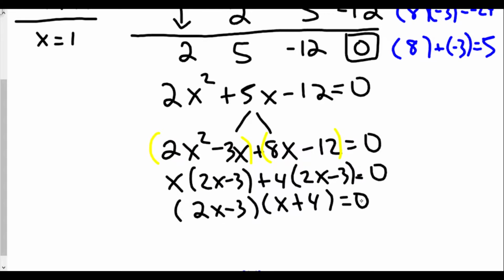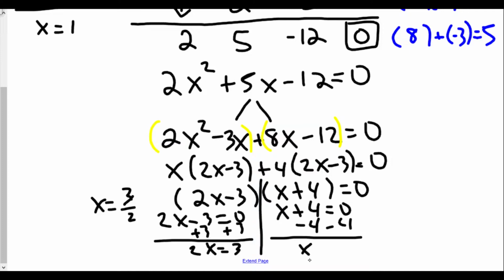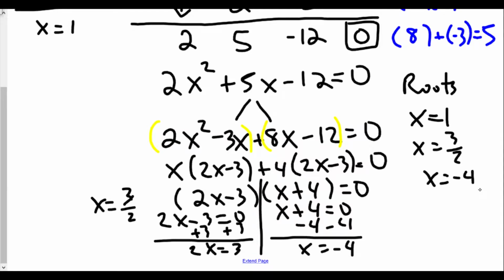When we set this equal to 0, we can then set each of these factors equal to 0. So 2x minus 3 equals 0, x plus 4 equals 0, and we'll solve. We're going to add 3 on both sides: 2x equals 3, x equals 3 over 2. Subtract 4 on both sides: x equals negative 4. And so our roots are x equals 1, don't forget the first one, x equals 3 over 2, and x equals negative 4.